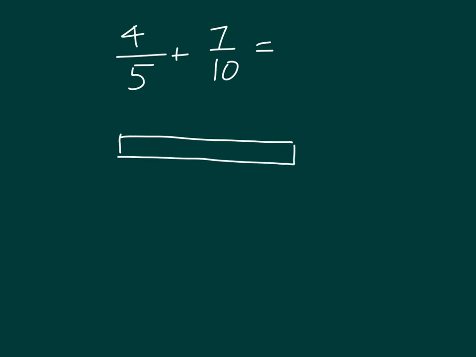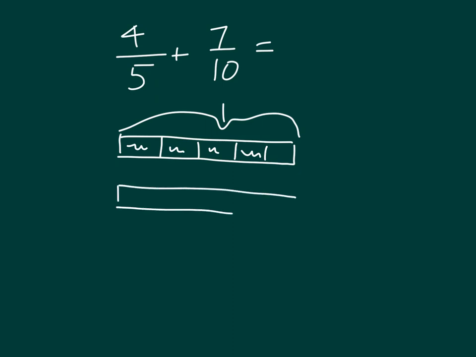Modeling 4/5 first. The whole bar is equal to 1. We've got fifths, and we will shade in 4 of those 5. Right below it, we'll draw one more bar. Also start with fifths there, and we're going from fifths to 10ths. That's why we will multiply by 2 in the numerator and in the denominator.